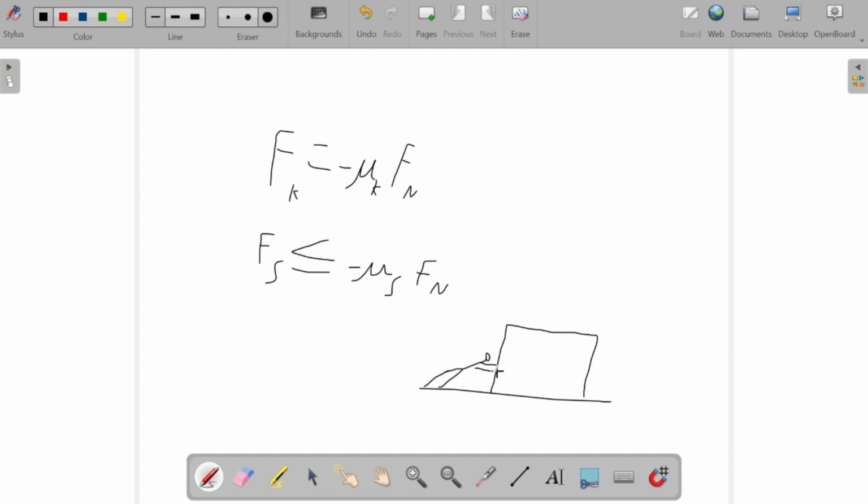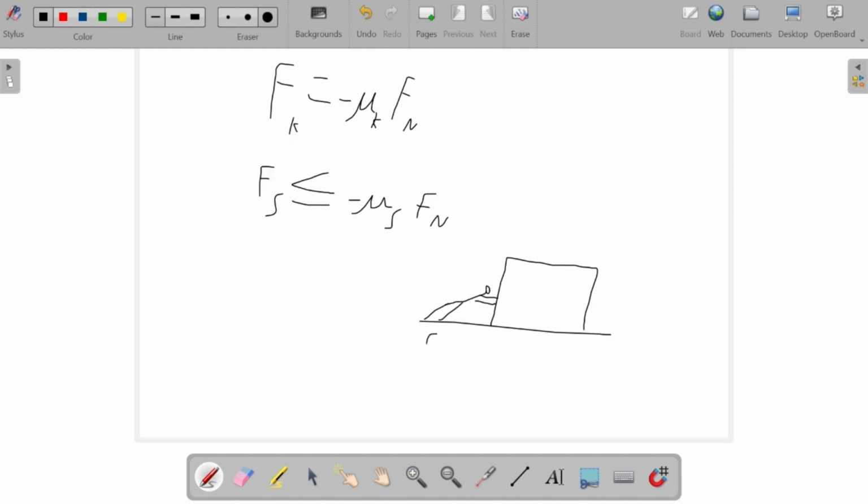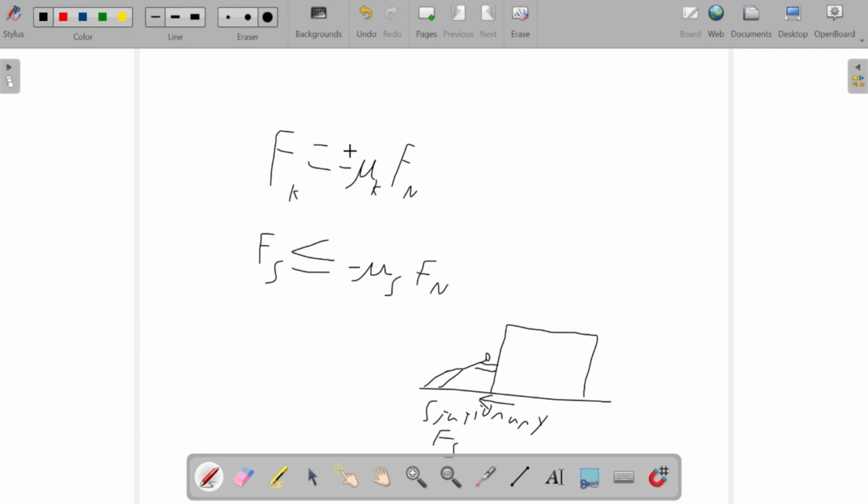You're pushing against this box. It hasn't started moving yet. When it hasn't started moving, so in stationary, there is an Fs, a static friction pushing against you. But once it does start moving, it's going to turn into Fk, kinetic friction. And what you'll notice is that it's easier to move it once it's already started moving.